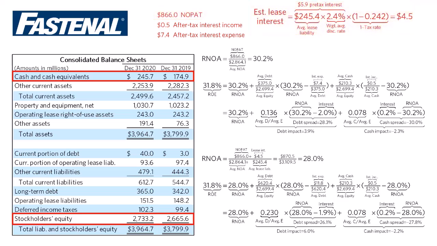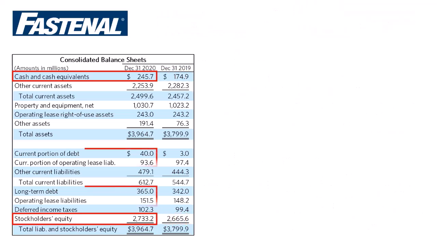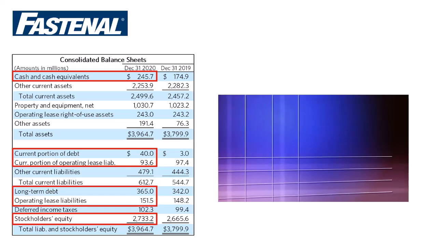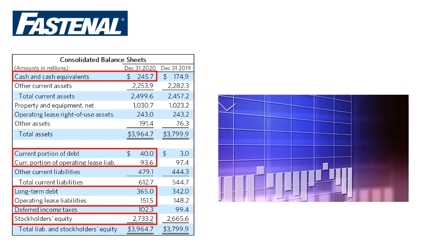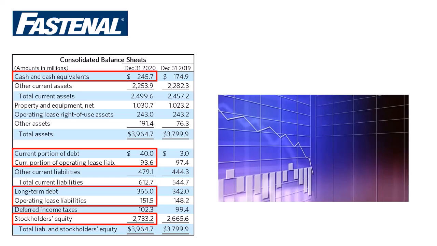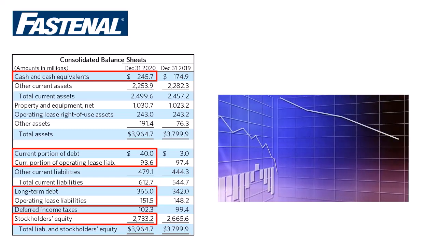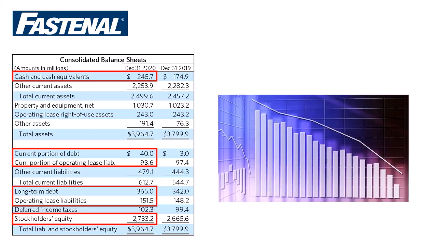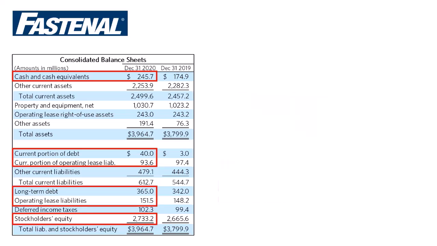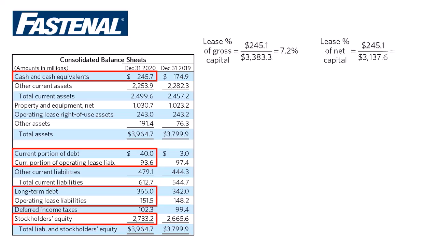The last point I want to cover in this video is how to incorporate leases into your assessment of a company's financial risk. My own research shows higher bankruptcy risk amongst companies with a relatively high proportion of operating leases in their capital structure. This is because operating leases give financiers more legal protection than debt in finance leases, which is especially valuable when dealing with risky companies. Fastenal's December 2020 balance sheet shows that leases are 7.2% of its gross capital, which does not net out cash, and 7.8% of its net capital.